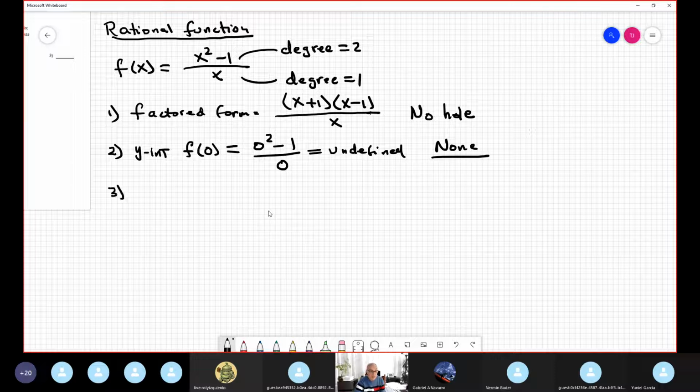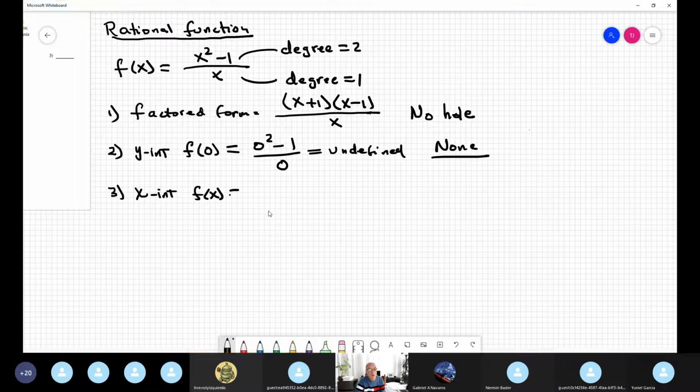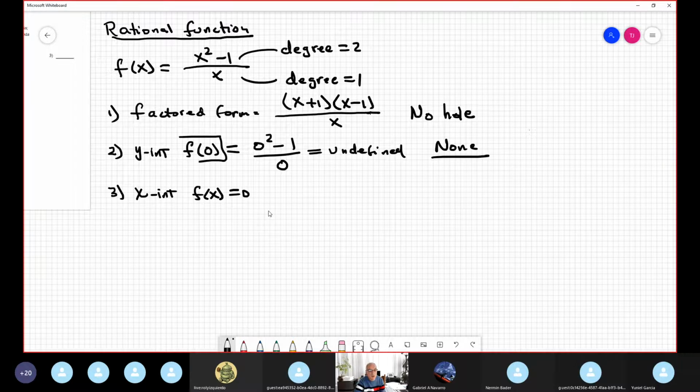X-intercept. Well, the function equal to 0. That's the formula. This is the formula always for finding the x-intercept.